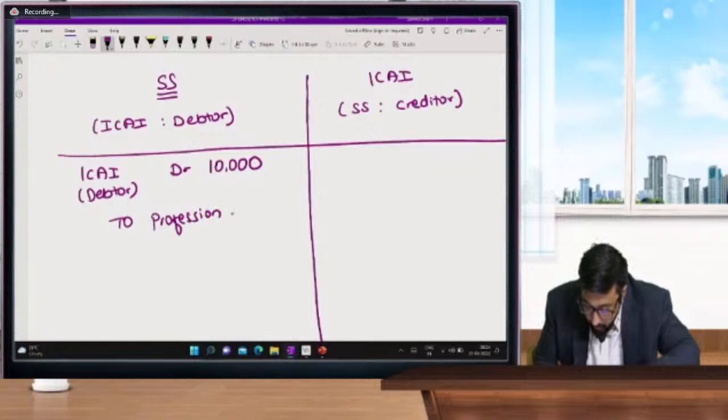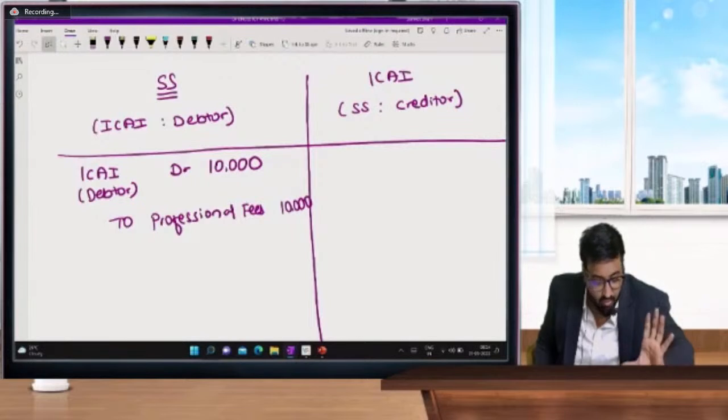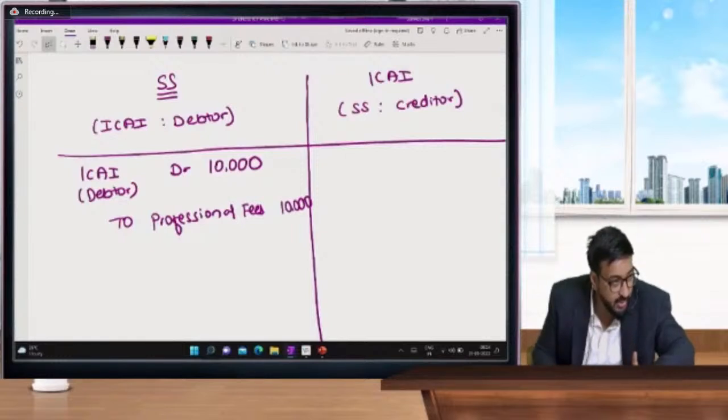Two, professional fees, either I will pass 10,000. Professional fees will be 10,000, but ICI से मुझे 10,000 आने वाला था. This is one option that you have, or you have one more option, that TDS 1,000 you will pass immediately. One and the same effect.